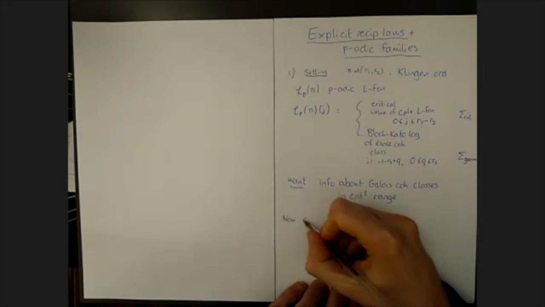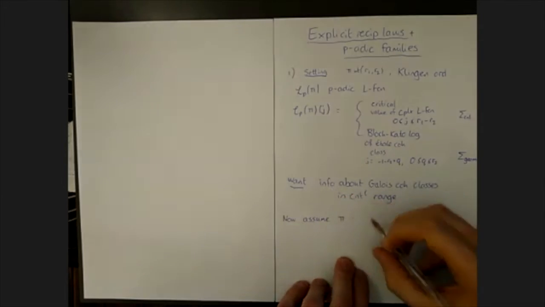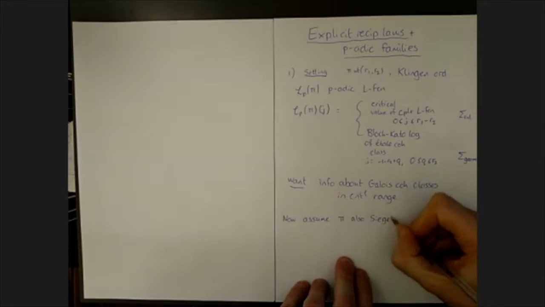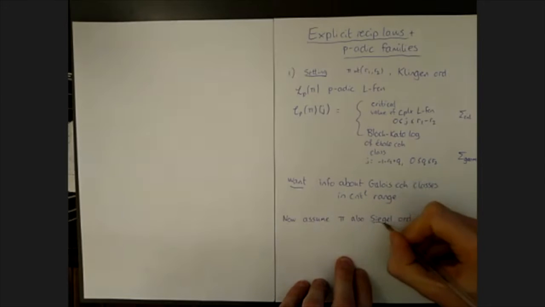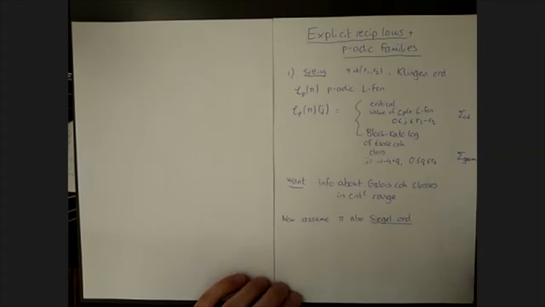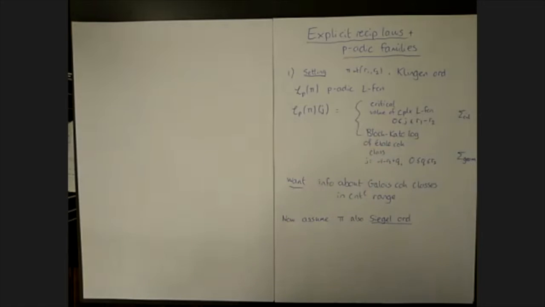So now we assume π is also Siegel ordinary. And that means that our cohomology classes interpolate when you change q. Klingon ordinary was the right condition for the L-values to vary analytically with the cyclotomic twist, but Siegel ordinary is the right condition for the cohomology classes to vary in a cyclotomic family.